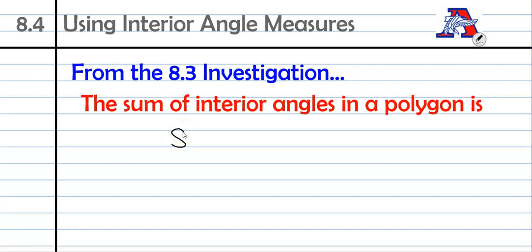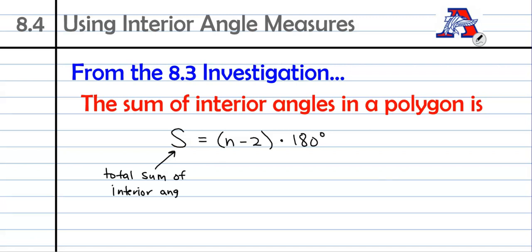The sum of interior angles of any polygon is equal to the number of sides minus 2 times 180 degrees. So I would write down that formula regardless of if you were able to figure that out on your own or not. And then we're going to define what those two variables mean as well. So this S stands for the total sum of interior angles. And the N stands for the number of sides in the polygon.